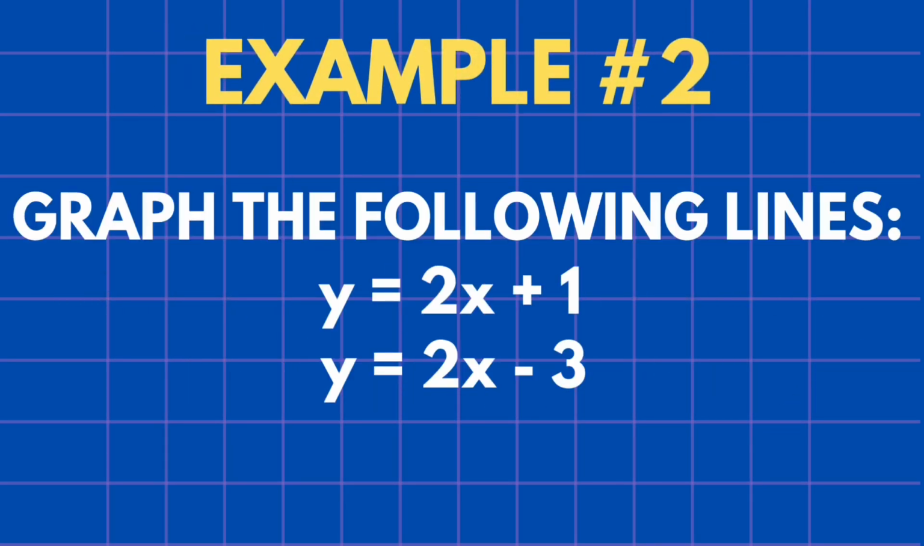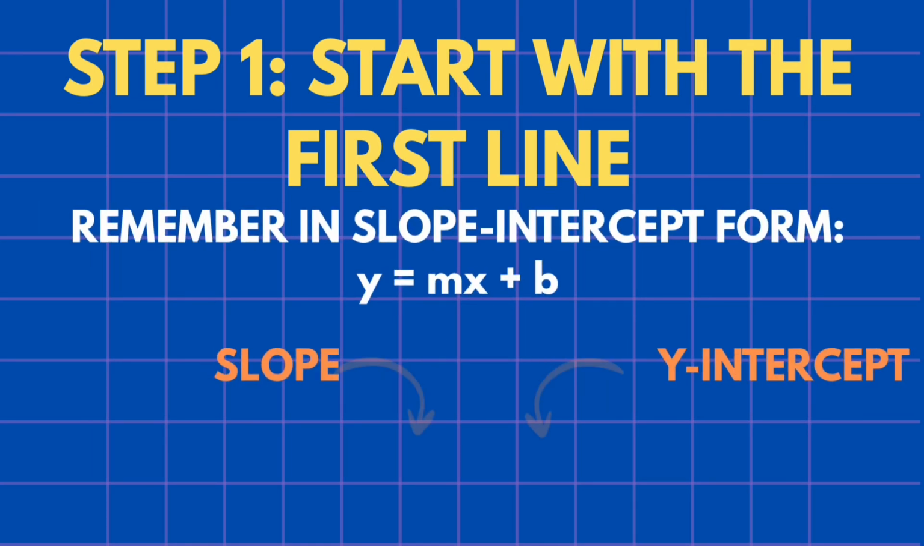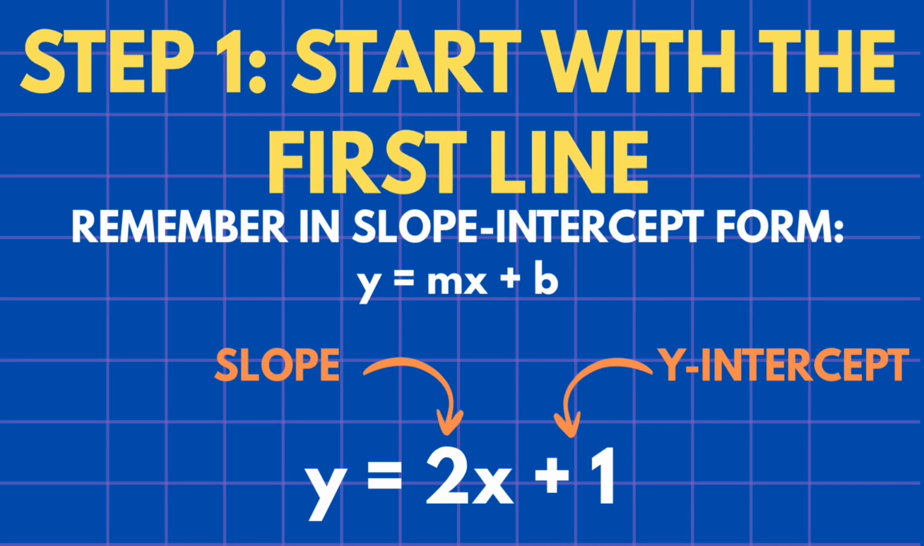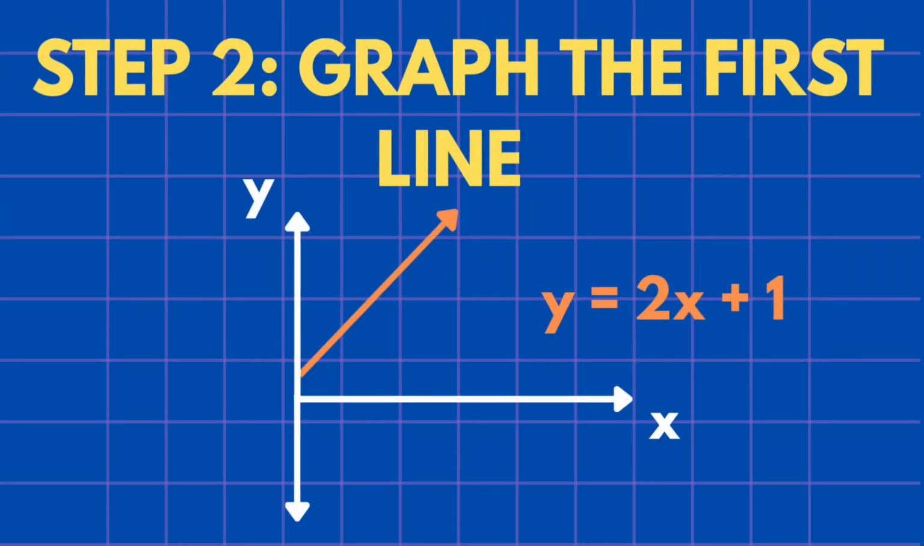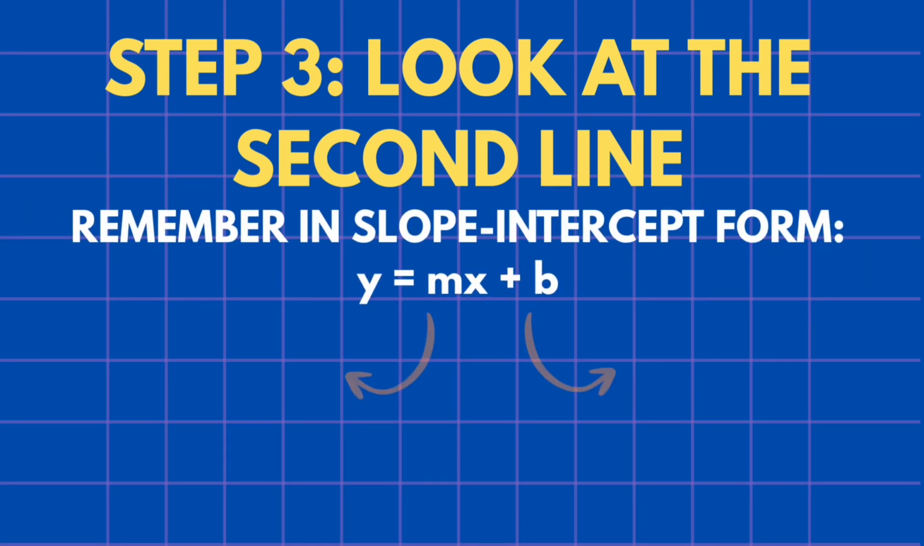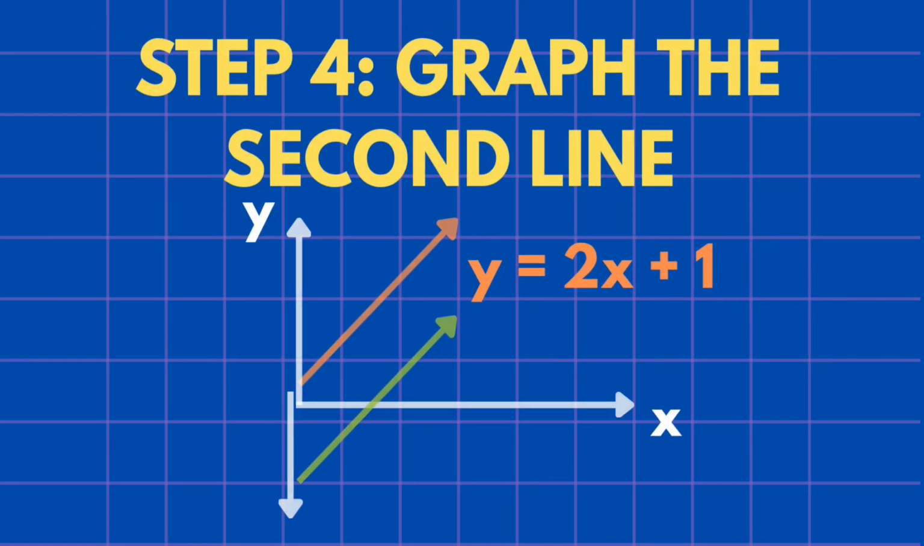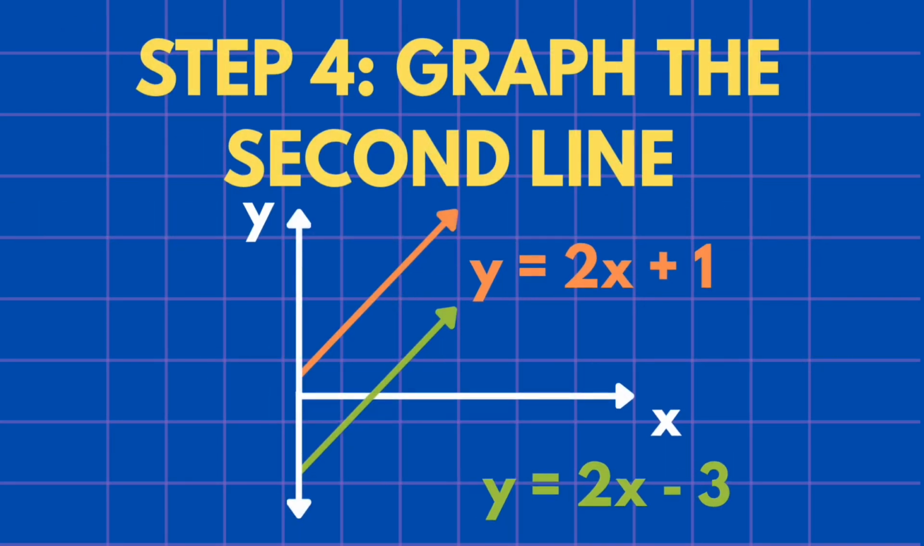Graph the following lines, y = 2x + 1 and y = 2x - 3. Using the same steps as before, let's start with step 1. Using slope-intercept form, we see that our slope is 2 and our y-intercept is 1. In step 2, we can graph the line by starting at the intercept of 1 and then rising 2 units and moving right 1 unit. For our second line, we can analyze the equation to see that our slope is also 2, but our y-intercept is -3. In step 4, we can graph this line by starting at -3 and then rising 2 units and moving right 1 unit.